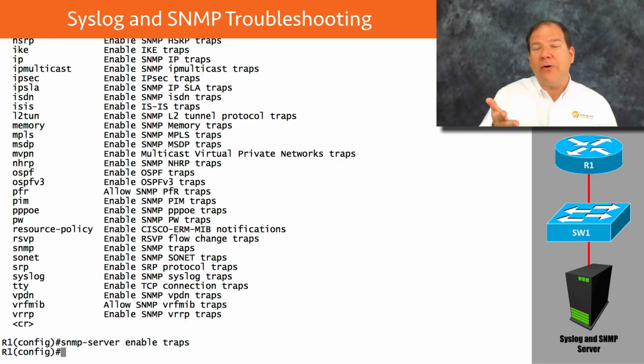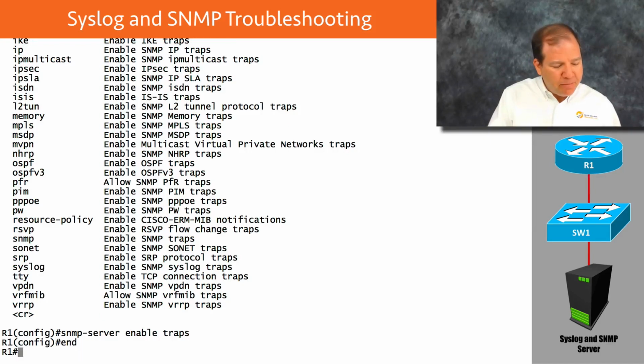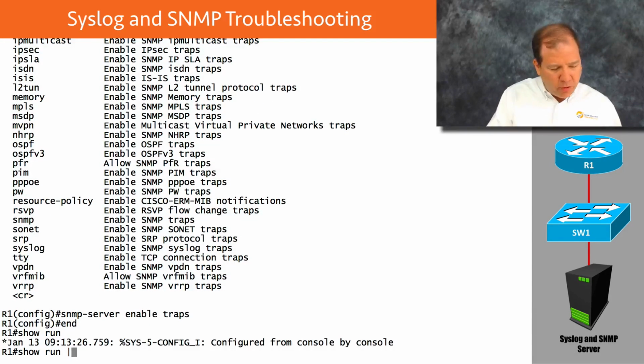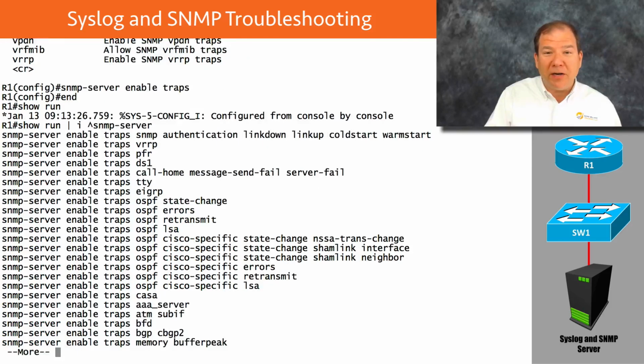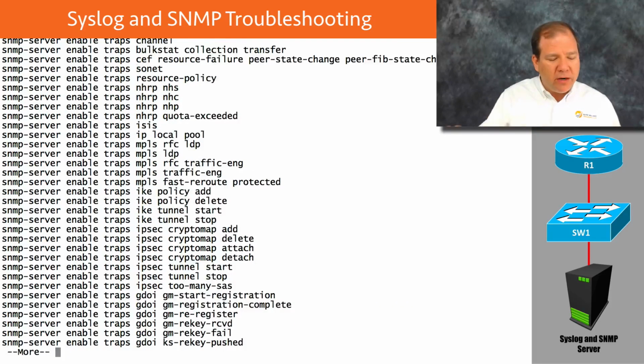And maybe you don't want all the traps. What you could do is go in and negate individual commands. Let me show you. Let's do a show run, pipe, include anything that begins with snmp-server. And we're going to see that there are lots of entries in our running configuration right now for these traps. For example, here's an EIGRP trap. If I didn't want that, I could simply go into global configuration mode and say no snmp-server enable traps eigrp. I could go in and surgically remove individual traps.